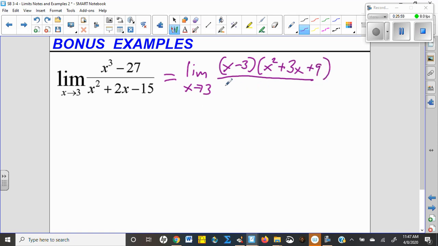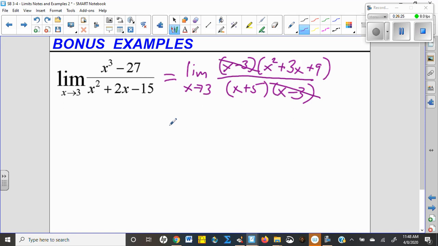Now, the bottom is just a trinomial into a binomial. x times x is going to give me x squared. What numbers multiply to 15 but have a difference of 2? I believe it's going to be a 5 and a 3, so probably plus 5 to get the positive 2 in the middle, minus 3. And there is your removable discontinuity right there. It's the canceling factor that causes the hole, right?